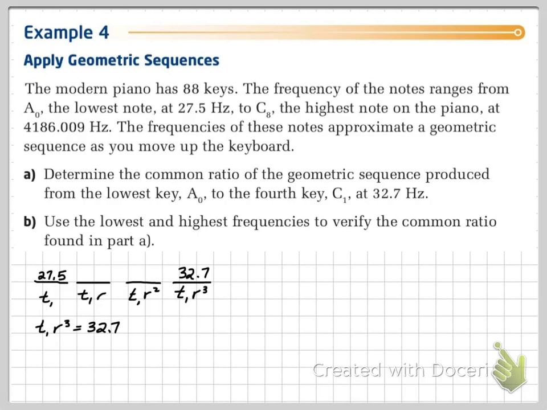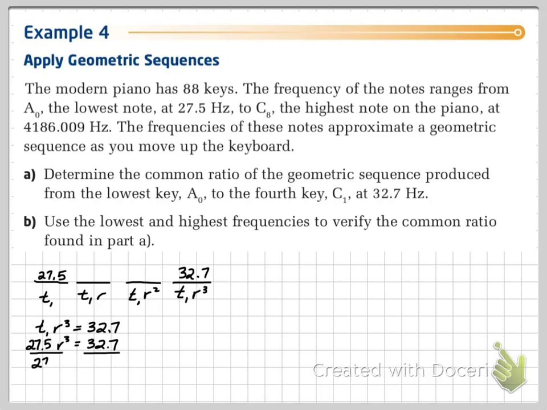The first term is term 1. The second term is term 1 times the common ratio. The third is term 1 times the common ratio squared. And the last term is term 1 times the common ratio cubed. And that's our equation. Term 1 times the common ratio cubed is going to be 32.7. I know term 1, so I can substitute T1 with 27.5.